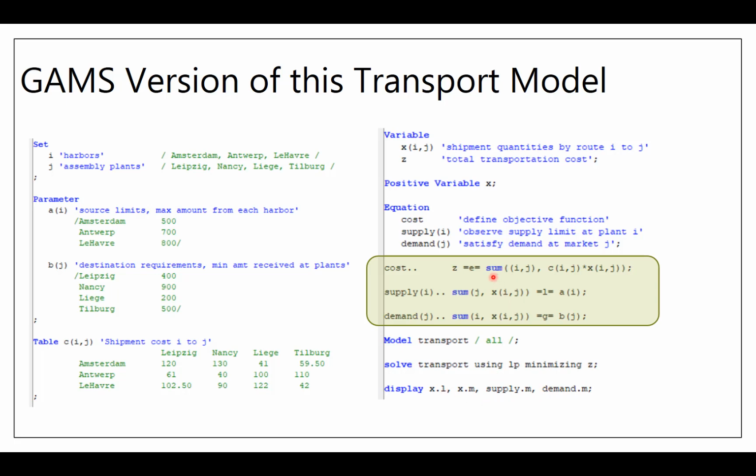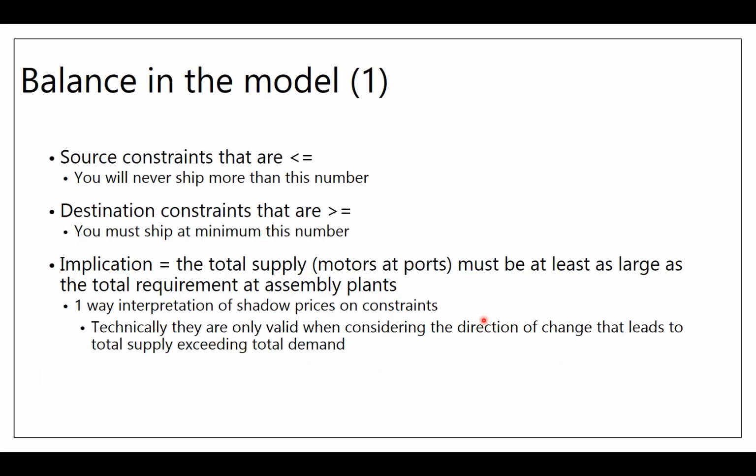Anyway, that's the algebraic setup. So the cost is a double summation. The supply, right? You have one of those for each source, and so it's a summation over the destinations. Demand is one of those for each destination. It's a summation over the origins, or the sources, of the supply. Okay, so we have some final thoughts here, thinking about this balance in the model.